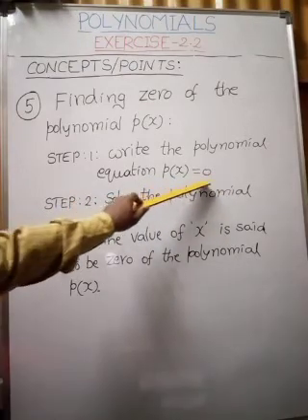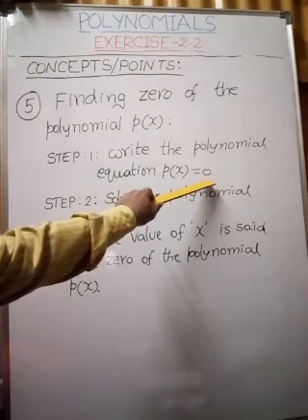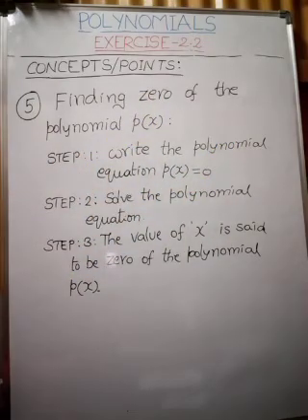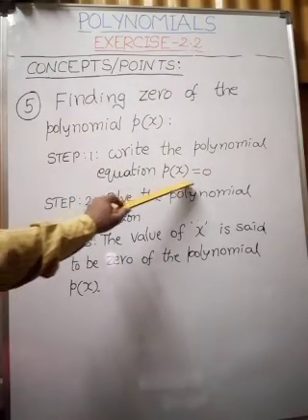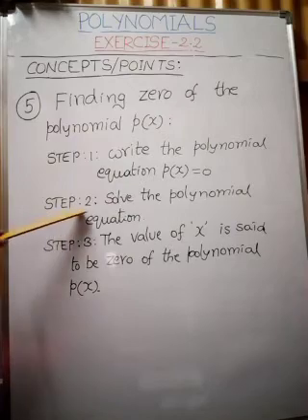They don't give this polynomial equation. We have to write this polynomial equation. They will give only a polynomial, but we have to write this polynomial equation. Understood step 1, my dear children? Right. Now come to step 2.